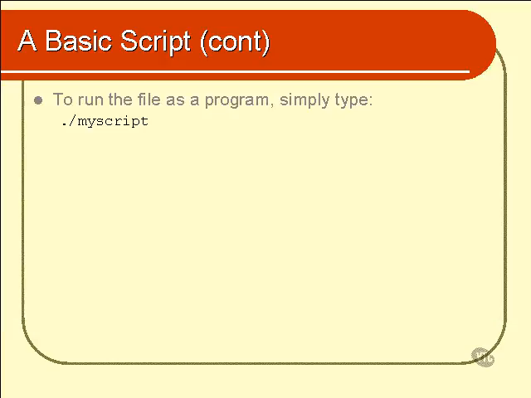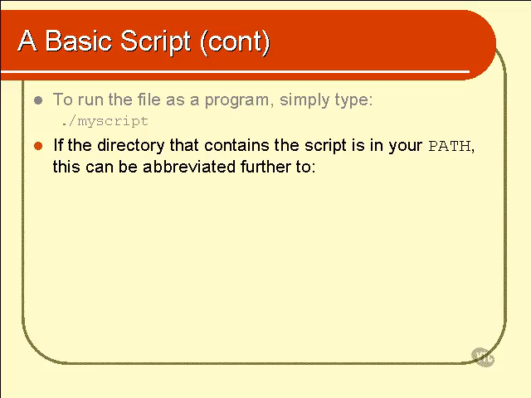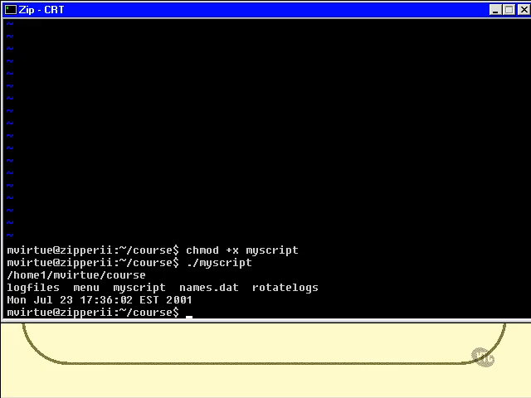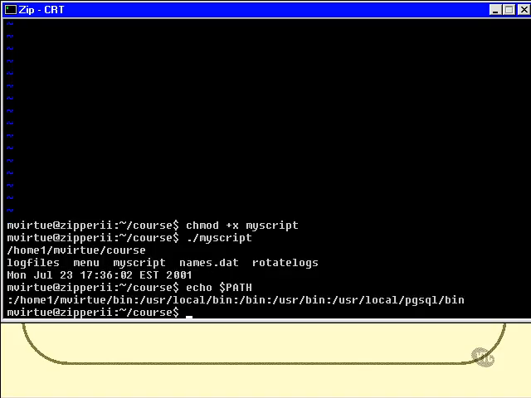Now there is a slightly shorter way of getting the script to run, but that depends on the fact that the directory that the script is in is in your path. If the directory is in your path, then you can abbreviate this further to just simply type in MyScript. Let's have a look at that. Now, how do I find out if it's in my path? Well, you'll learn this later, but if you don't know it now, type in echo $path. That'll tell me the current path. Now, what I'm looking for is whether the current directory is in the path.